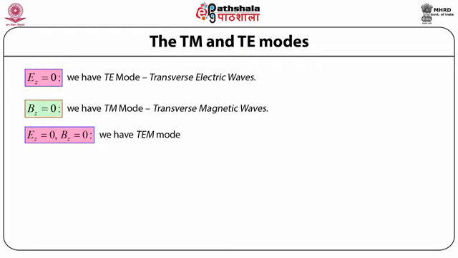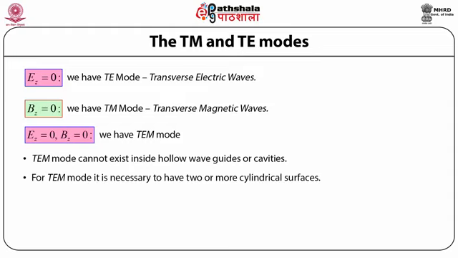However, in case of a hollow waveguide or cavity, we cannot have the transverse electric and magnetic waves existing. That is, the TEM waves cannot exist inside a hollow waveguide or cavity. For TEM mode to exist, it is necessary that we have two or more cylindrical surfaces. Now let us look at the transverse magnetic and the transverse electric modes, that is the TM and the TE modes.